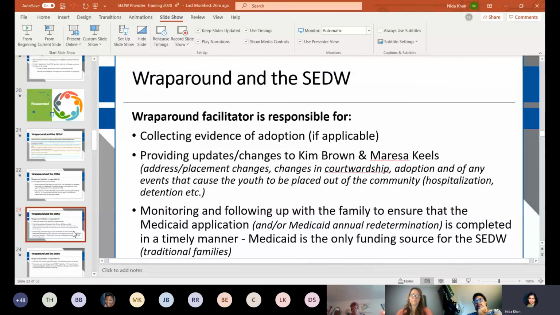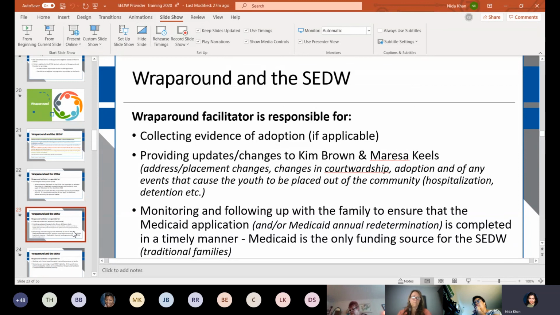Also, wraparound facilitator is responsible for collecting evidence of adoption whenever applicable. And once you do get that information, it could include changes in courtship, court wardship, adoption, and hospitalization, even address change, name change, any of the sort. You have to let Marissa and Kim know, or one of them know, so they can go ahead and make the changes in WSA. Now, some of you may know what WSA is, some may not. WSA basically is the MDHHS's EMR for SED waiver and all the other waivers.